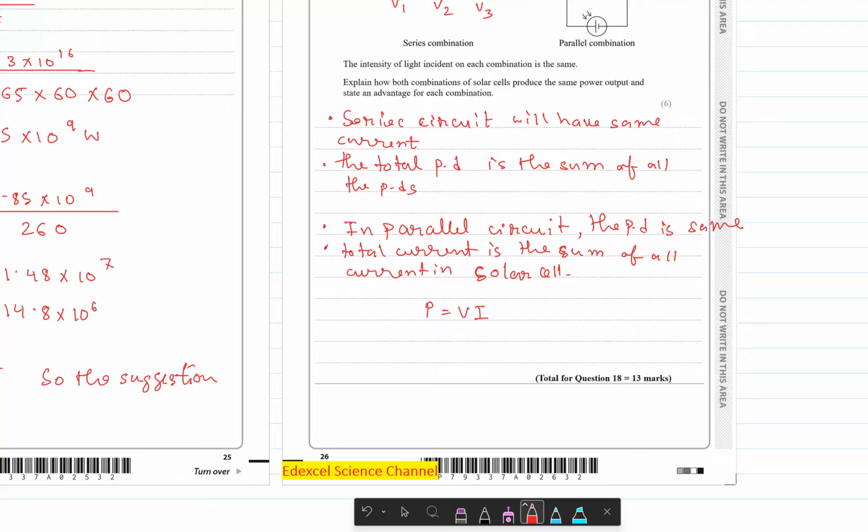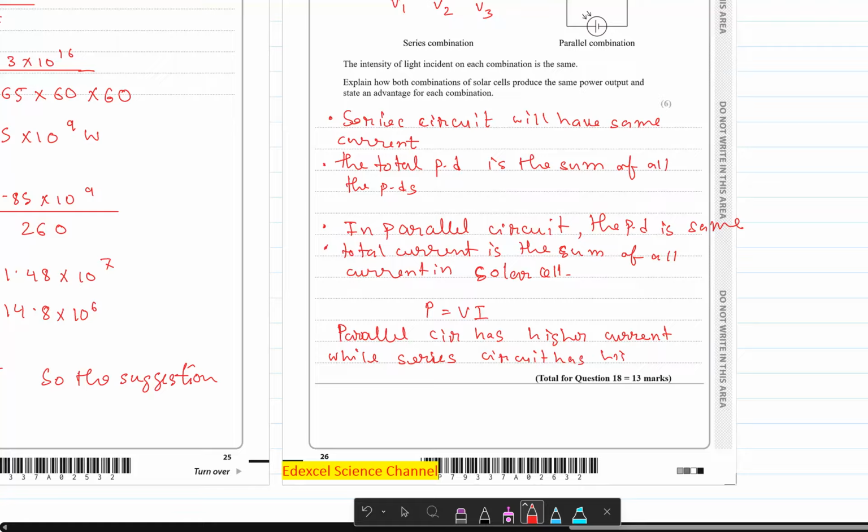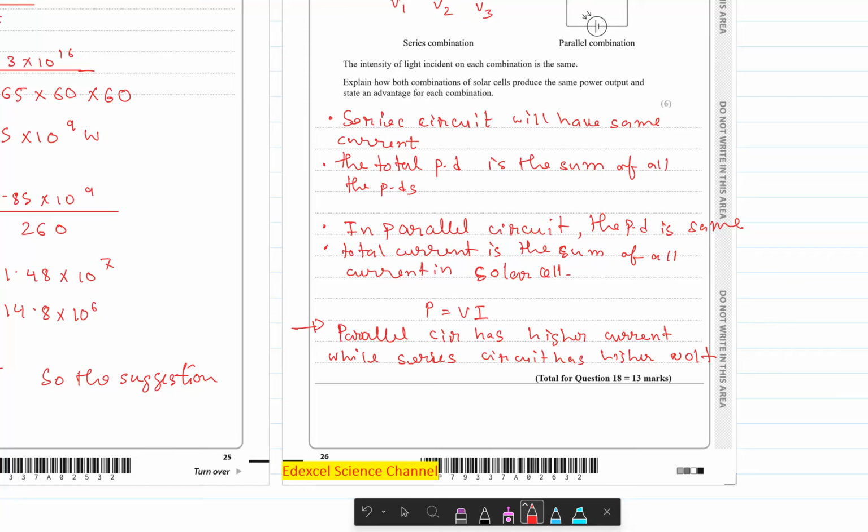Actually, I think if you just write this, you will get 1 mark. But let me still explain it. Parallel circuit has higher current while series circuit has higher voltage for each cell. Obviously, yeah. This sentence basically refers to each cell will have higher current in parallel circuit, and each cell will have higher voltage in series circuit. Okay, so the product is always going to be the same.